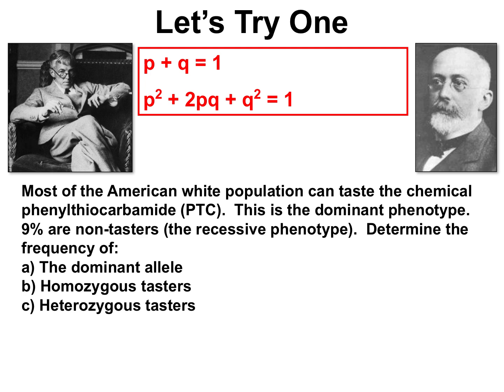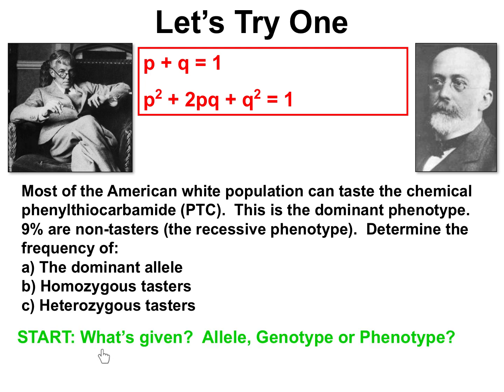In class, we'll do a bunch of examples together, but I'll work one on the video right now. Here it is. Most of the American white population can taste the chemical PTC. This is the dominant phenotype. 9% are non-tasters, the recessive phenotype. Determine the frequency of A, the dominant allele, B, homozygous tasters, and C, heterozygous tasters.